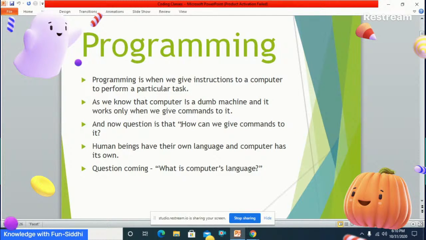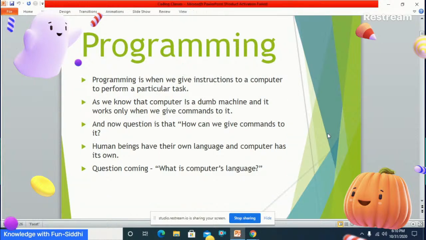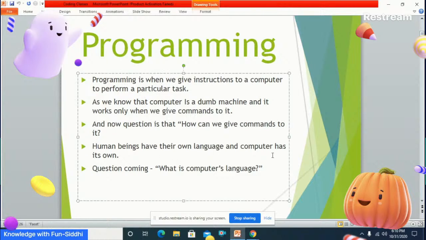Now the question is how can we give commands to it, because here we are working straight away and not actually giving the computer commands like, computer, do this work for us. Isn't it so? We are actually making the computer do a certain task, giving it instructions. So now your question will be, how can we give instructions to the computer?